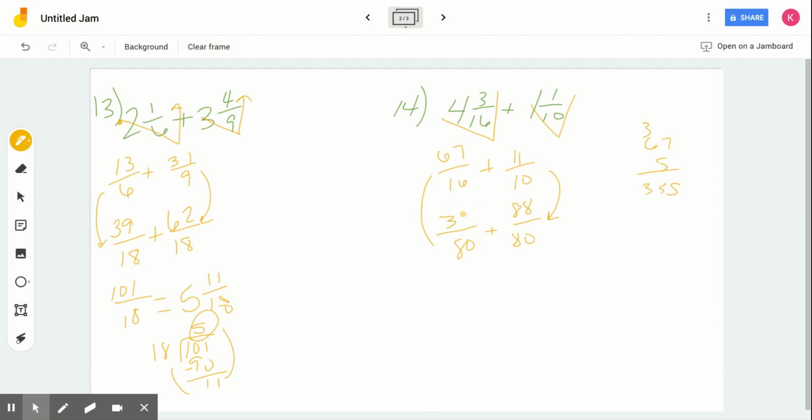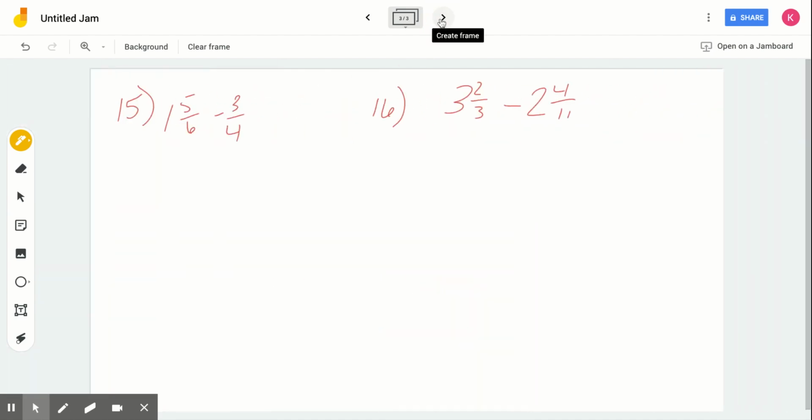So 335. Now we would add these numerators, and when we do that, we end up with 423 over 80. Again, top number always goes inside the house. 80 can go into here 5 times. 80 times 5 is 400. 23 left over. Now we can see here again, 23 is a prime number, so we will not be able to reduce these.